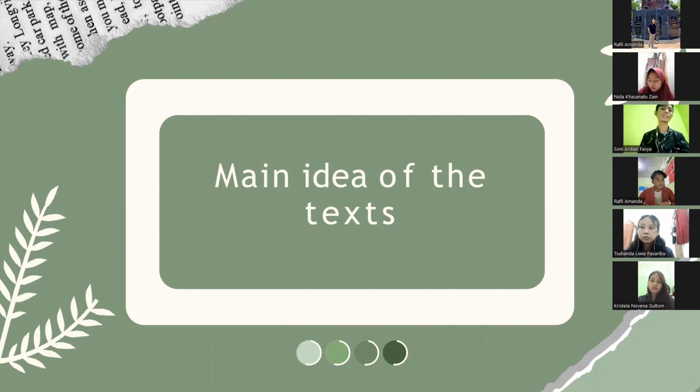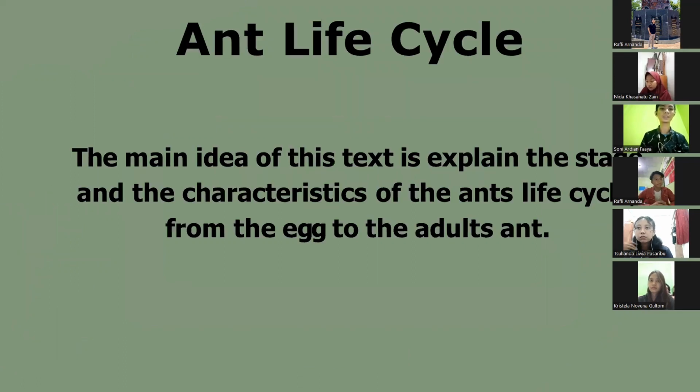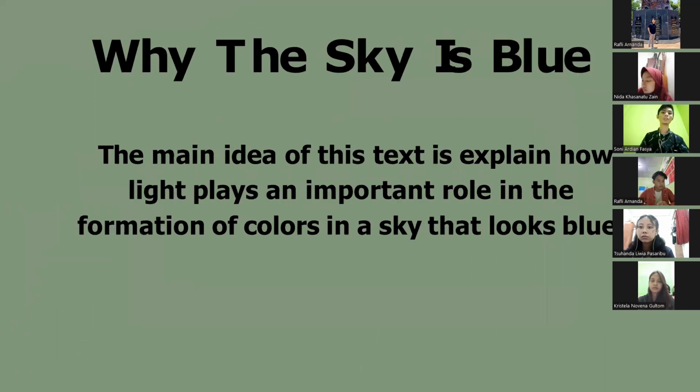And next is the main idea of the text. First, next slide. Next slide. And the main idea of the ant life cycle text is to explain the stages and the characteristics of the ant life cycle from the egg to the adult ant. Okay. And the why the sky is blue text explains how light plays an important role in the formation of colors in a sky that looks blue.